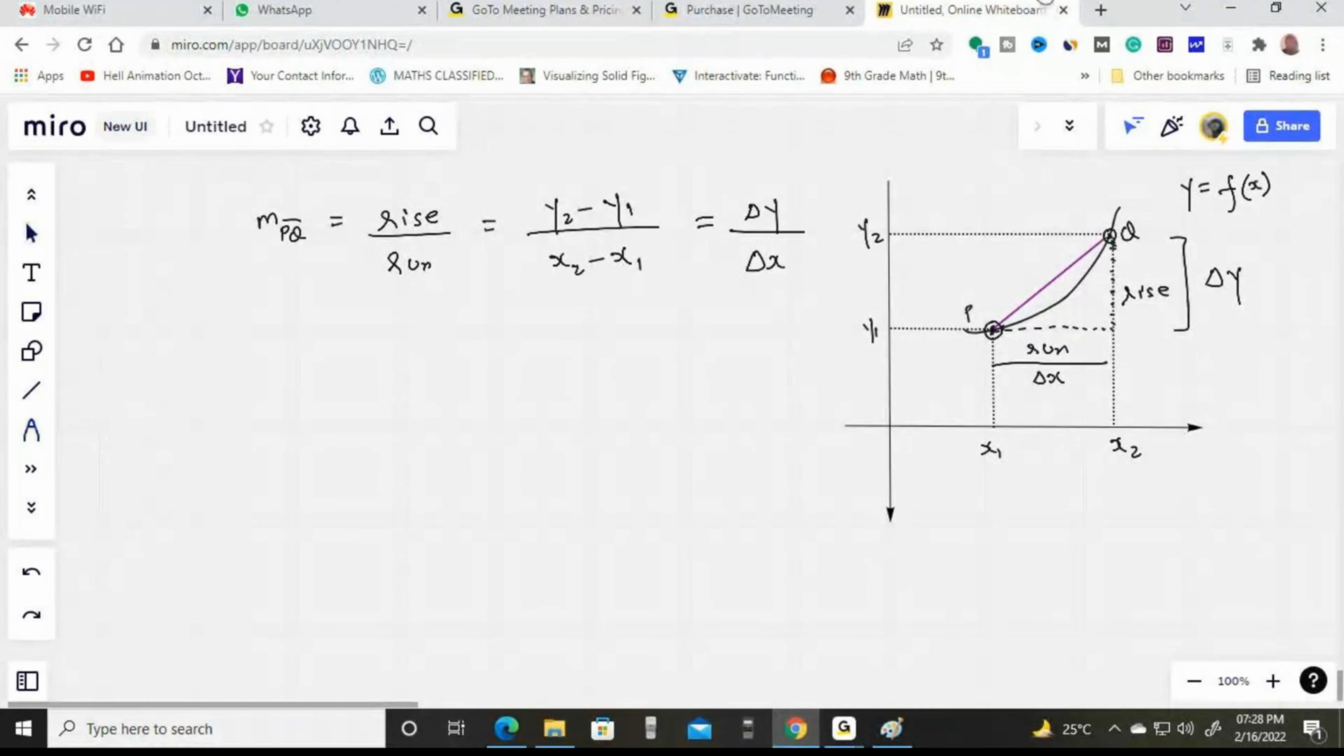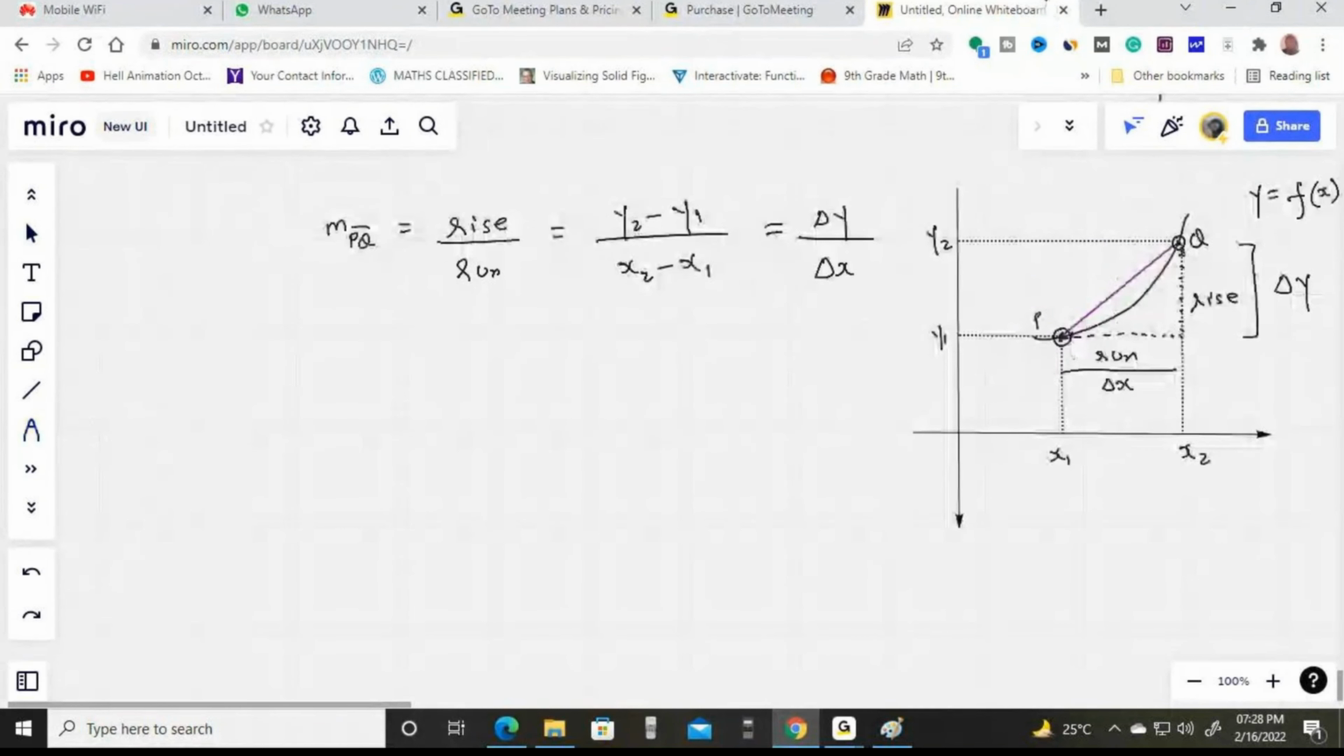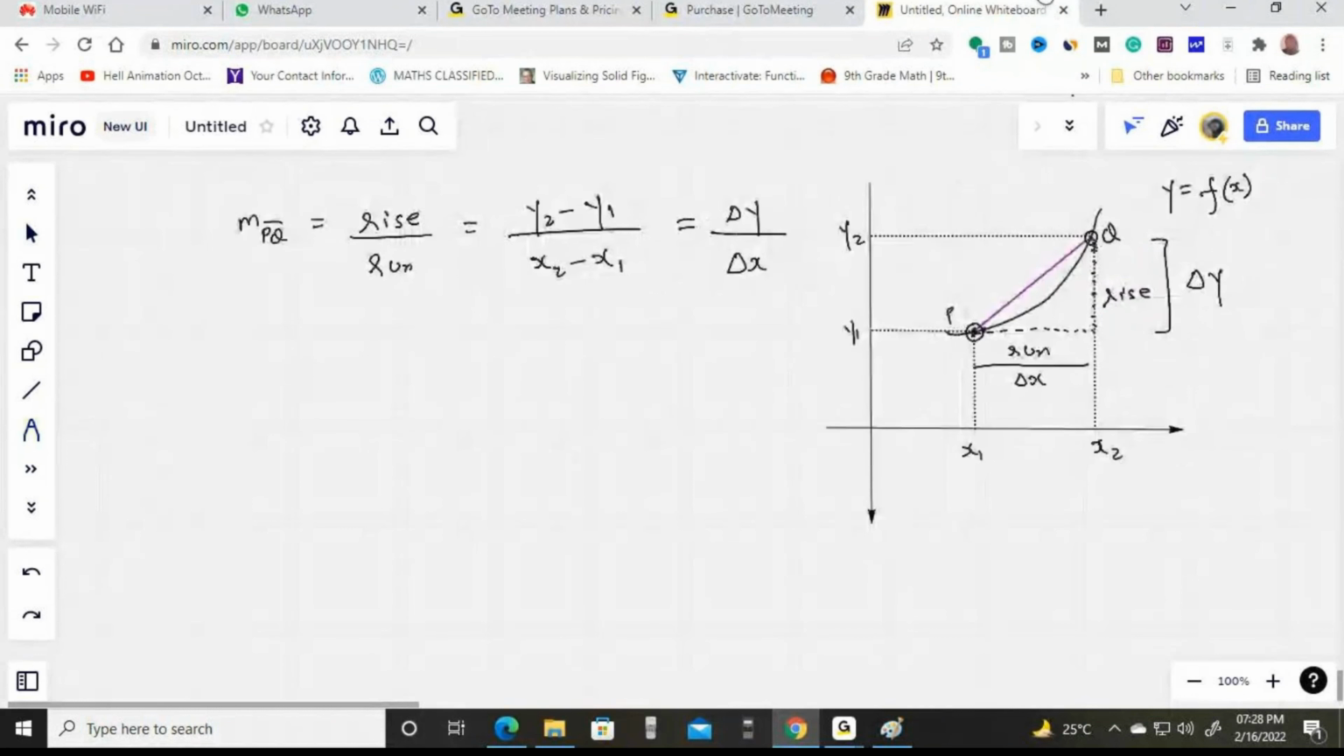I just come here. Okay, instead of removing each and everything, let me just remove these workings and do the modification on the same graph here. I don't want to redraw it.